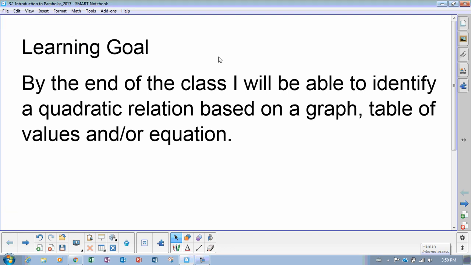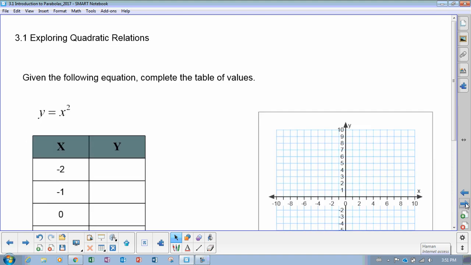So this lesson is going to focus on introducing what a quadratic relationship is called, and then the parabola that results when we graph it. So we will be looking at graphs, table of values, and equations, and using these recognition points to identify if it's a quadratic or not. So let's start off with an example.